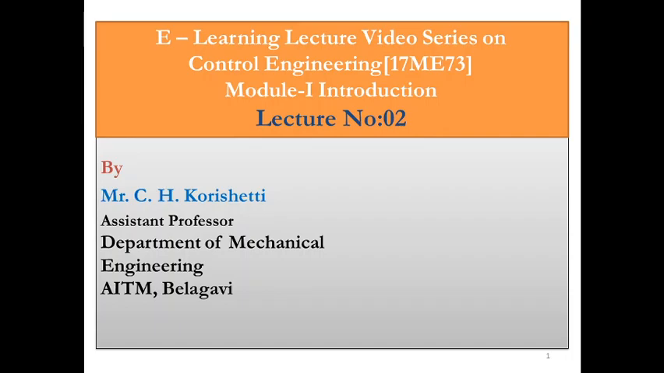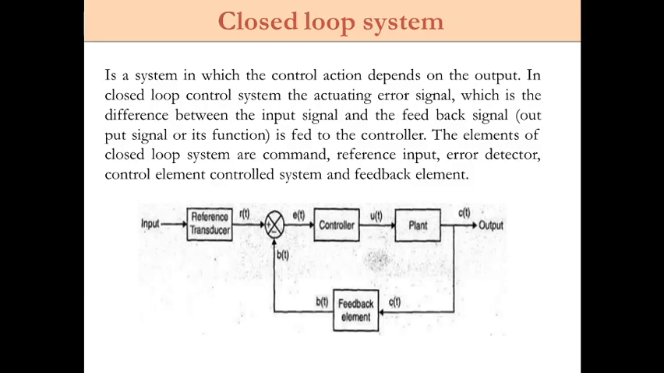So moving further, today we'll discuss the closed loop system. A closed loop system is a system in which the control action depends on the output. In a closed loop control system, the actuating error signal, which is the difference between the input signal and the feedback signal, that is the output signal or its function, is fed to the controller. The elements of a closed loop system are command, reference input, error detector, control element, controlled system, and feedback element.